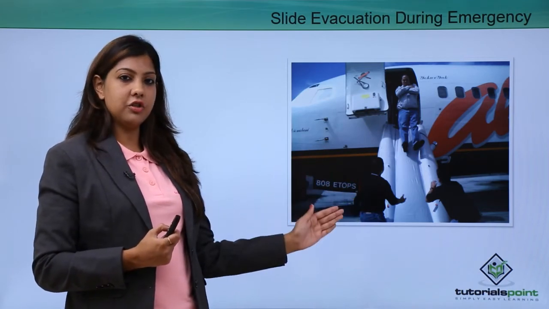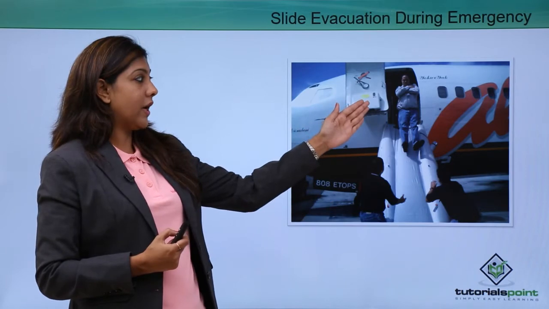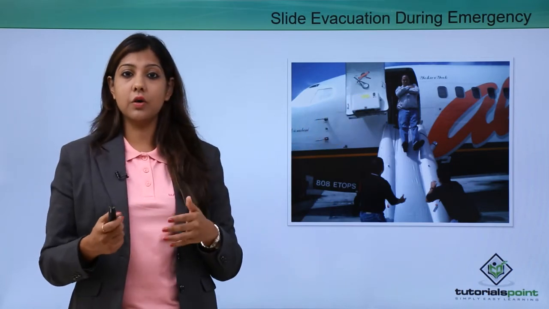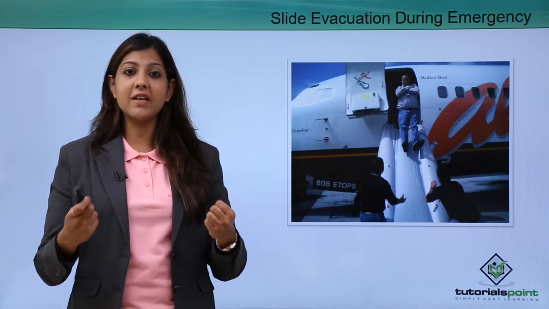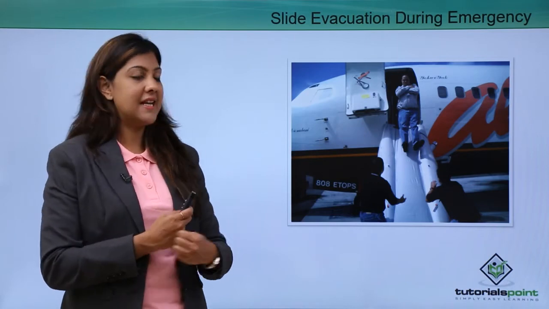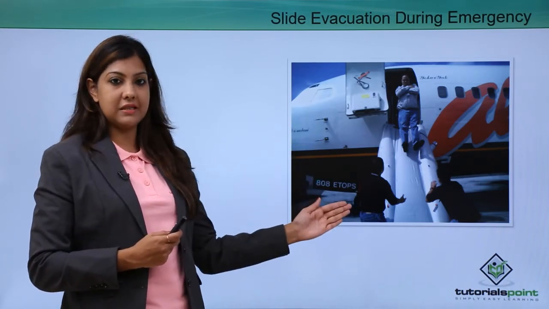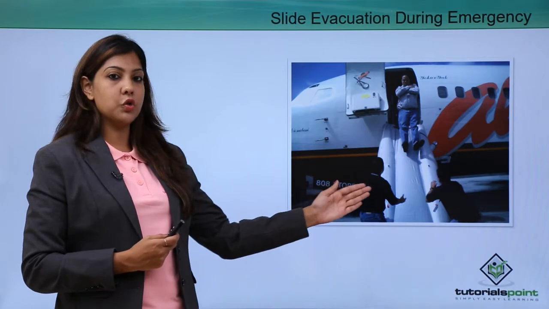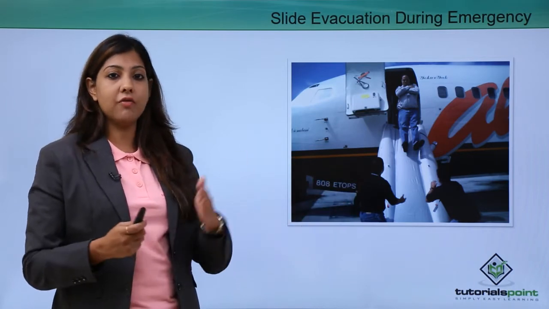Once these slides touch the ground, the passengers need to evacuate by sitting in an upright position and having their arms across their chest, and they need to slide down these slides. There will be 1 or 2 people to help you come off the slide.